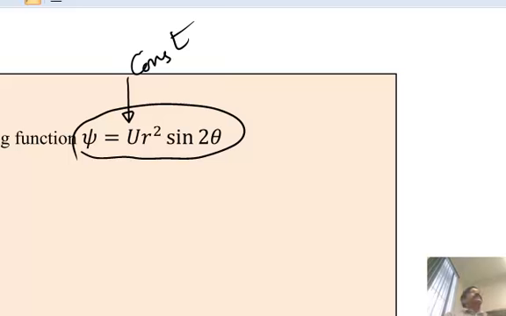How would the streamlines of that function look? How can I plot that? Take a minute to think about it and try to sketch it.